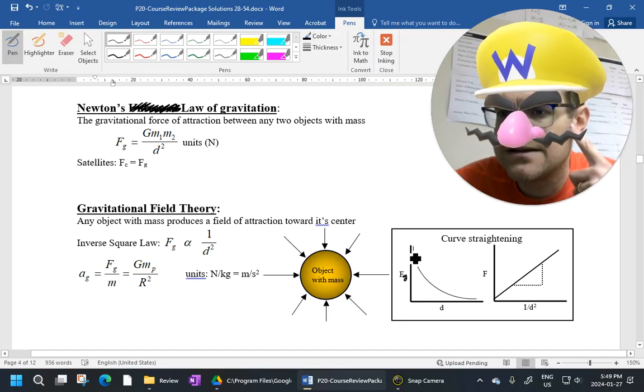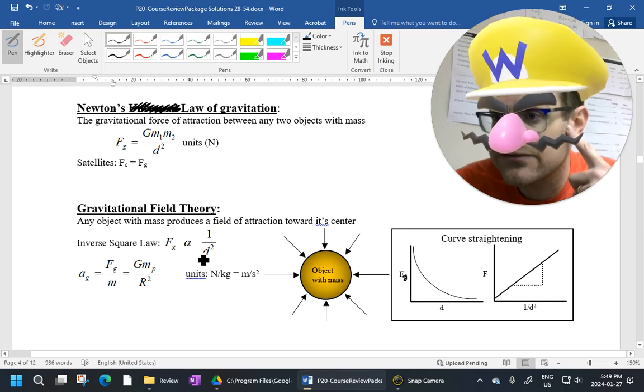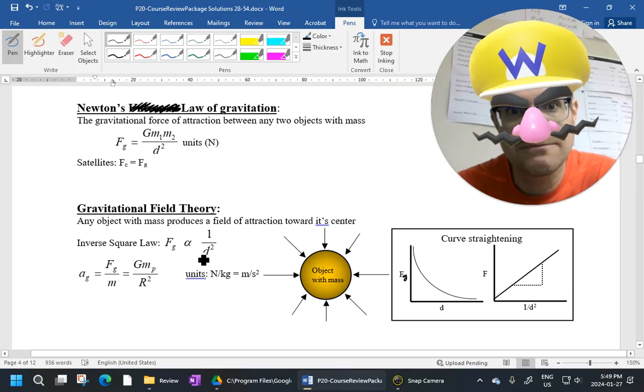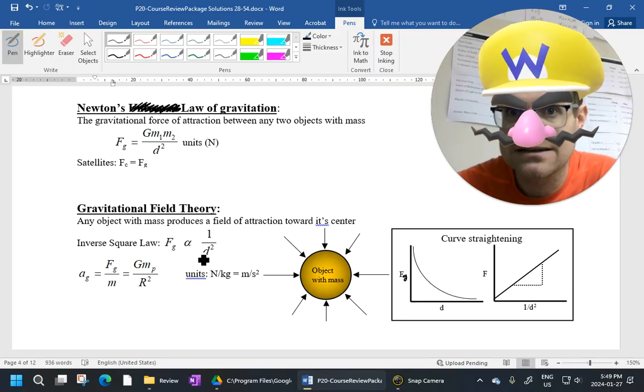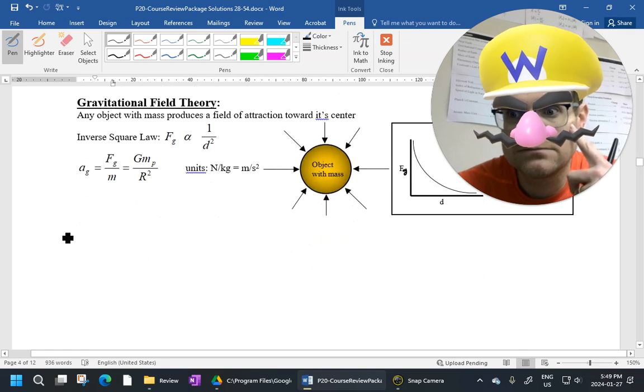So this 1 over d squared, kind of useful, because as you go further out, it decreases significantly. But it doesn't decrease to 0. Gravity's always there. You can never escape it unless you travel faster than the speed of light. Then you can do that.